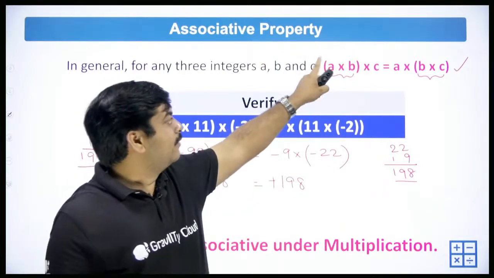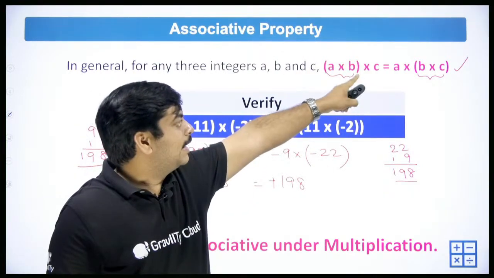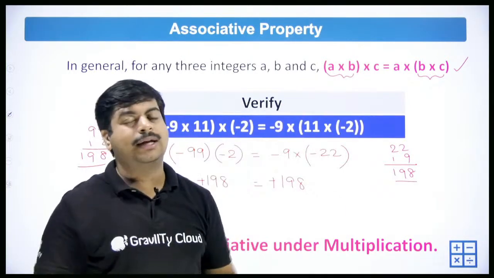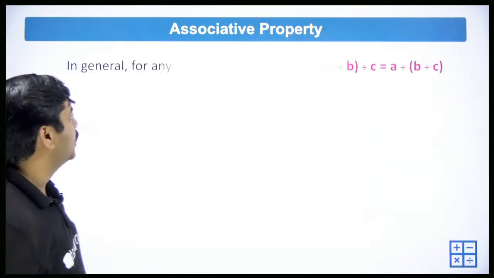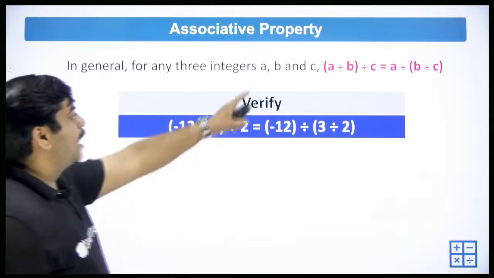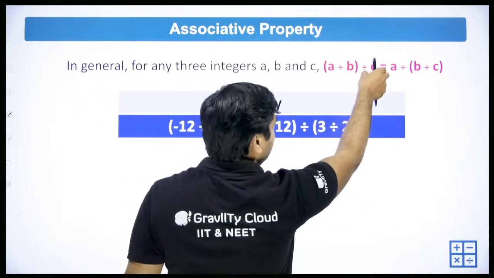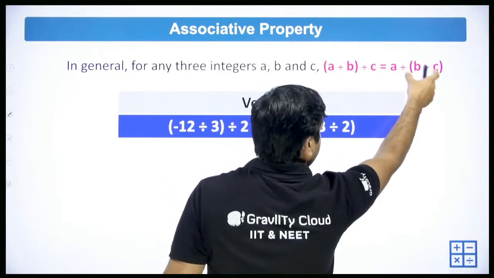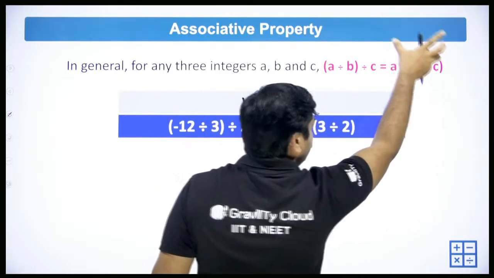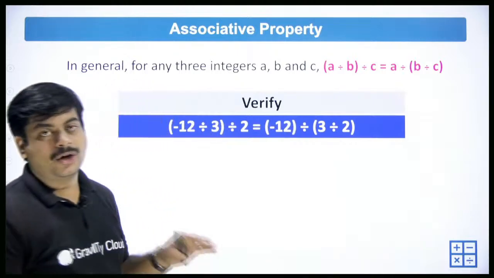Same way, A divided by B divided by C, and A divided by B divided by C, right? So let us try to look into that. A divided by B, first we need to find the quotient of this one, and with that you need to divide with C. First find B divided by C, with that value, A divided by that value, and we need to find whether these two are equal or not.